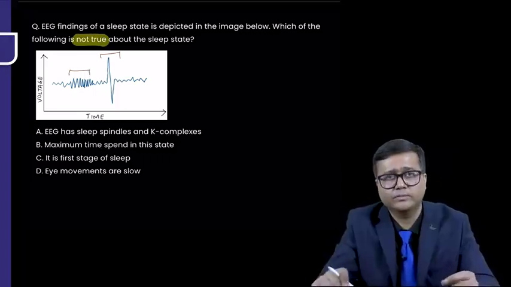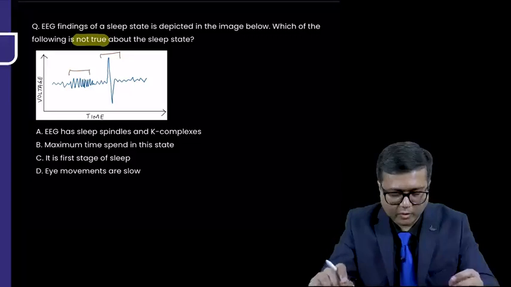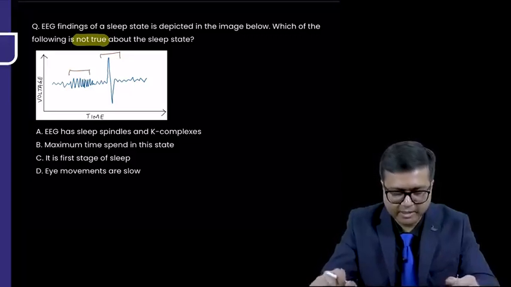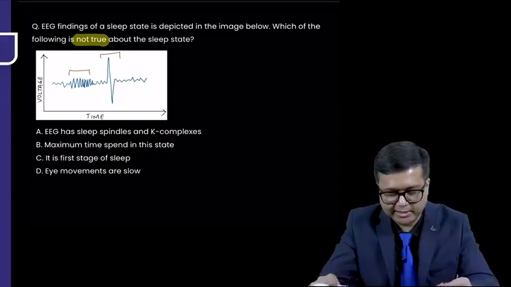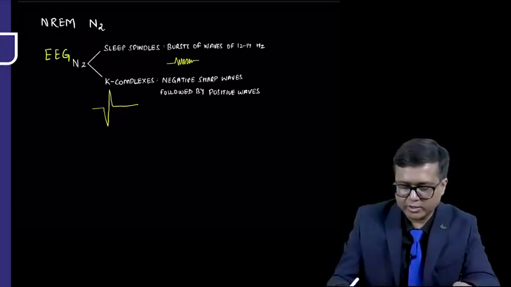So one of the sleep states' EEG findings is given. Now options are A, EEG has sleep spindles and K complexes, B, maximum time spent in this state, C, it is the first stage of sleep, and D, eye movements are slow. So let us try to understand what this is.